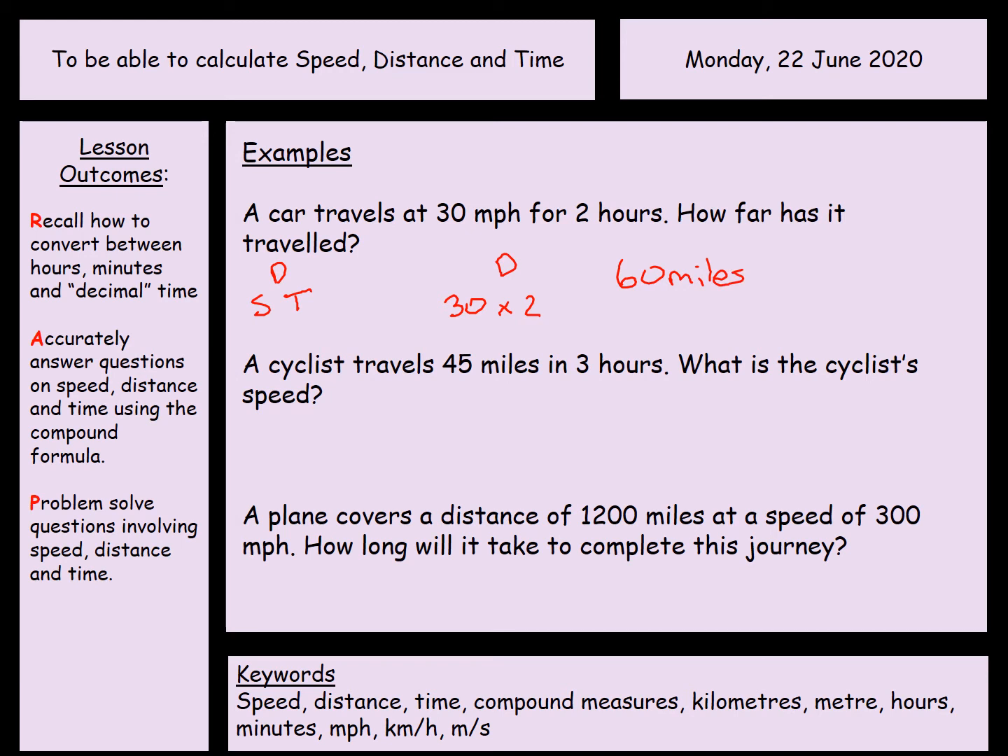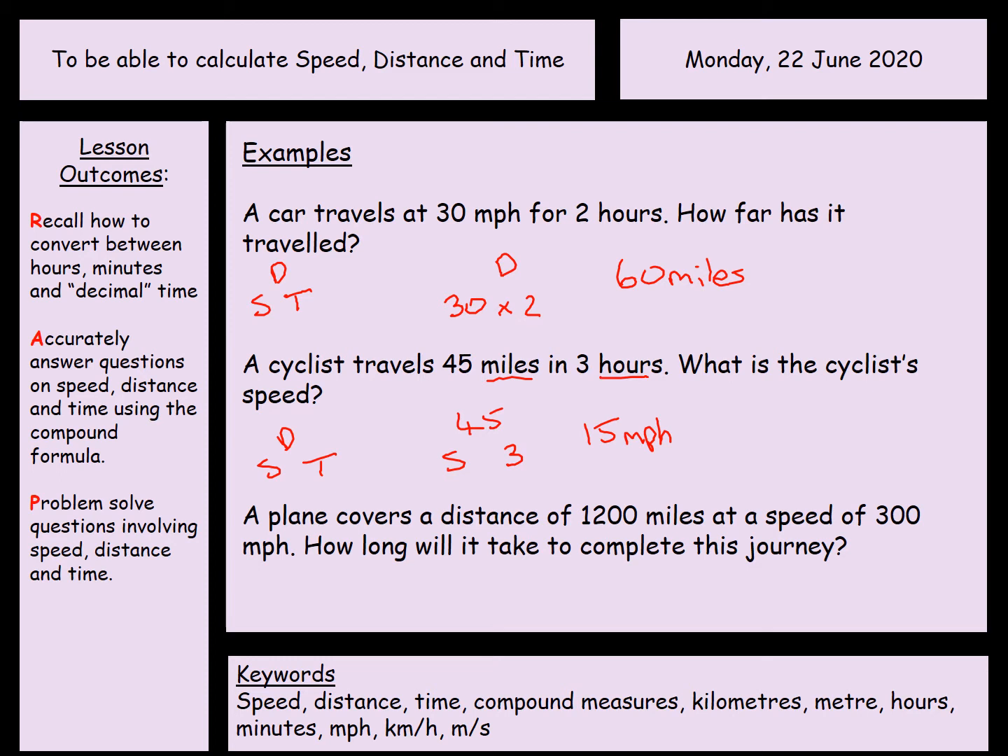For the second one, again, start off with your speed, distance, time triangle. Put in the relevant parts. So we've got 45 miles is the distance. We've got time is 3, and we're working out the speed. So 45 divided by 3 is 15, and it's miles per hour because we're doing miles here and hours here.